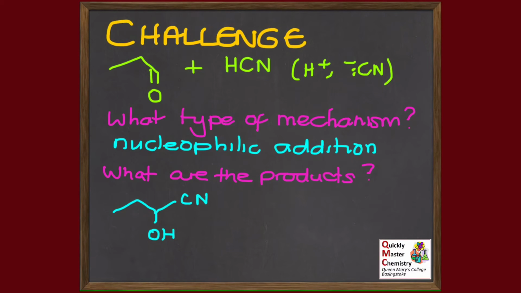And with addition, we can have the H and the CN from the HCN being added at either end of the double bond. Note, of course, that it's the CN that attaches to what was the delta plus carbon, because that's where the nucleophilic attack would take place. So the H is going to attach to the O, not the other way around. And final bit for this challenge, suggest the curly arrow mechanism for this nucleophilic addition reaction.